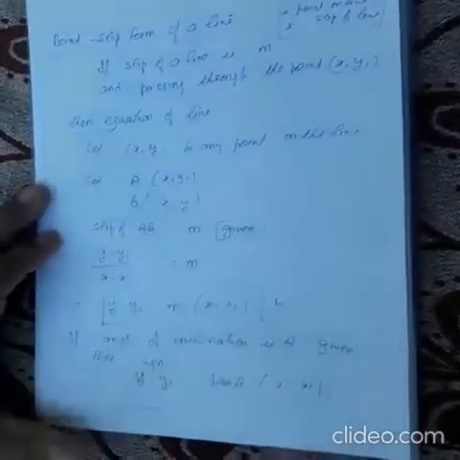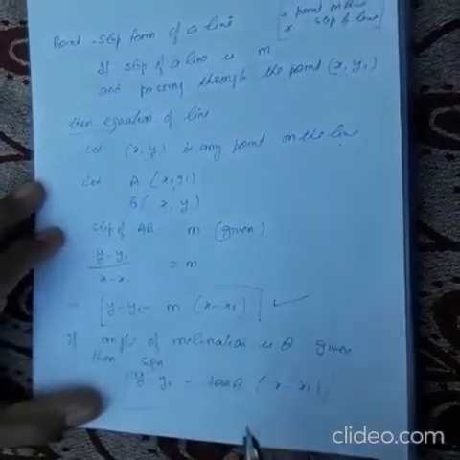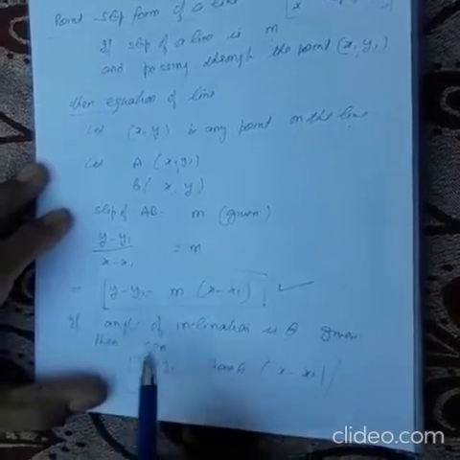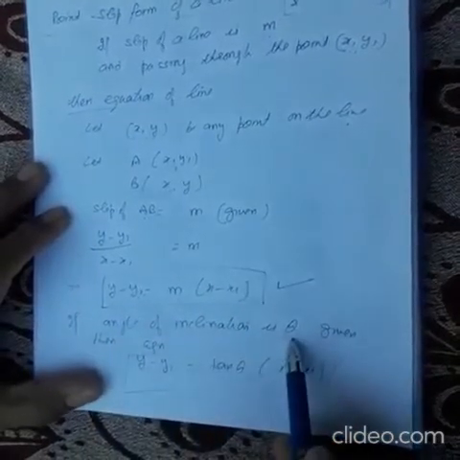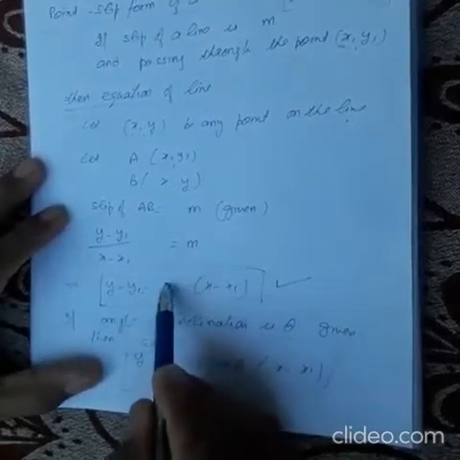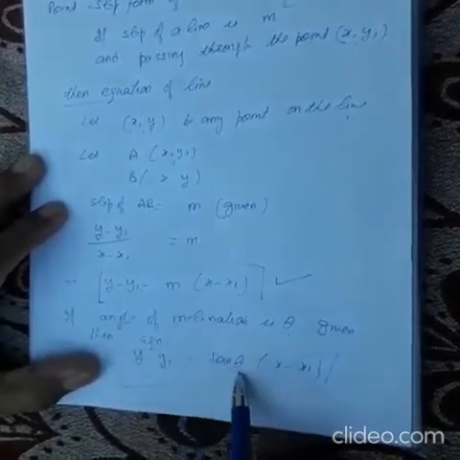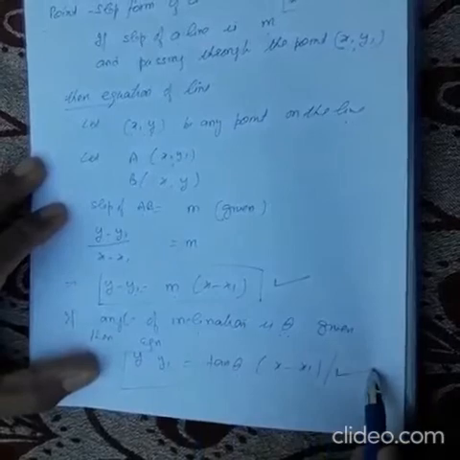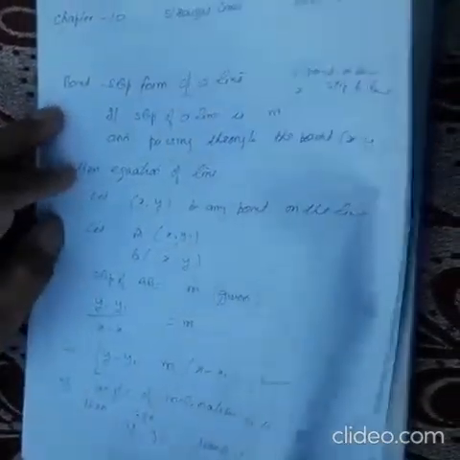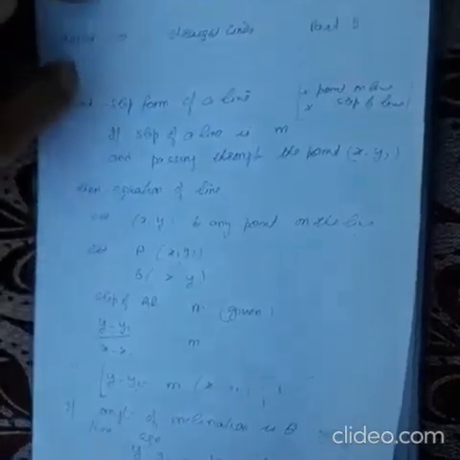You remember this? Now if slope is given in the form of angle of inclination, if angle of inclination is theta, then slope is tangent theta. So in place of m we will use tangent theta. Then this will be the formula when angle of inclination is given. So this is the first formula.